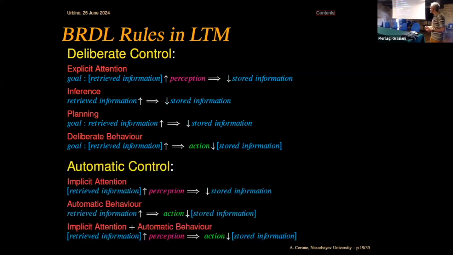And analogously, you can have things with automatic control. You have implicit attention, in which you just transfer information without a goal. Here, you transfer information with a goal, so it's more explicit. I mean, you look for the information, you look for the perception. So you can do it deliberately or automatically.